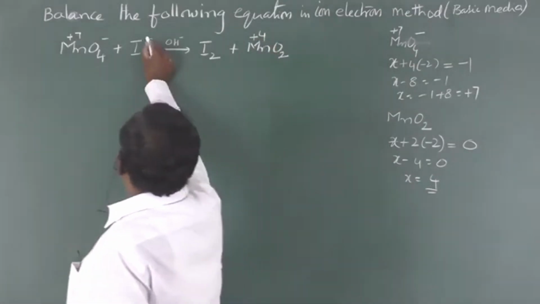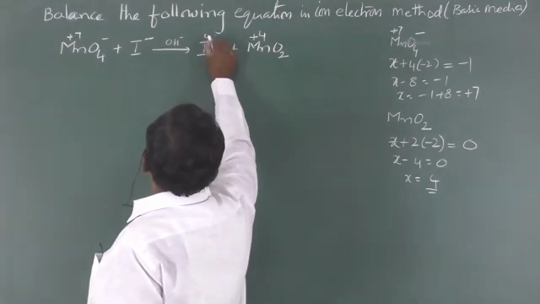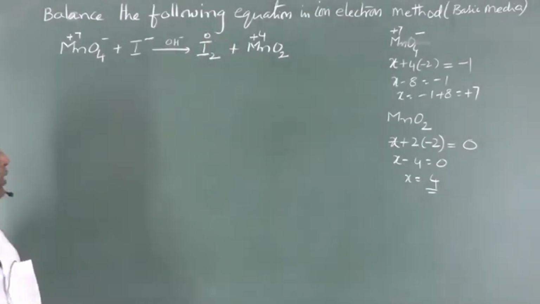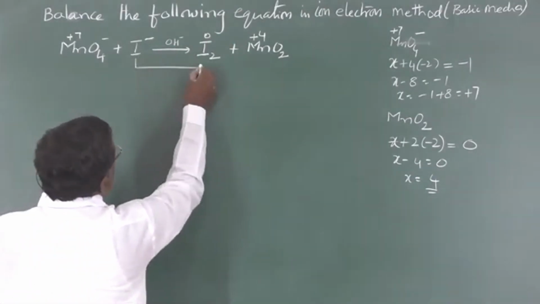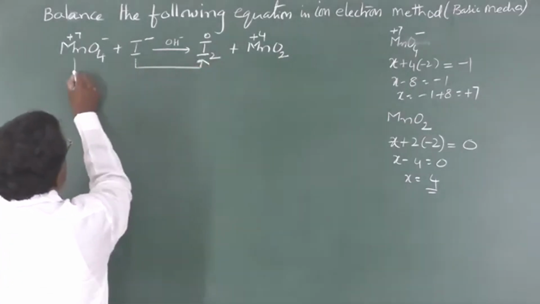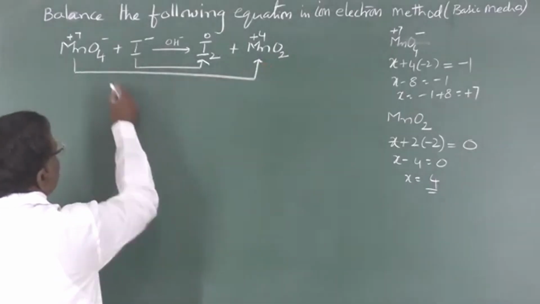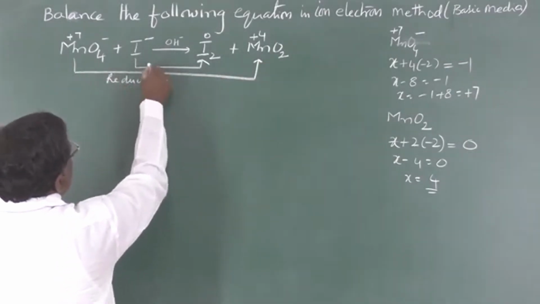So here it is -1. In homoatomic molecules, oxidation state is considered to be 0. So now iodine is oxidized from -1 to 0, whereas manganese is reduced from +7 to +4. So this is reduction and this is oxidation.